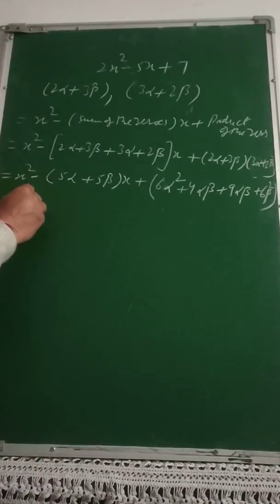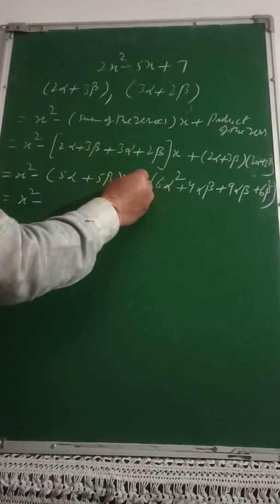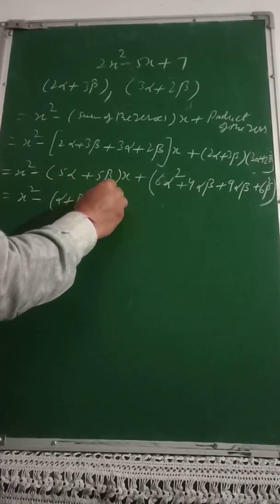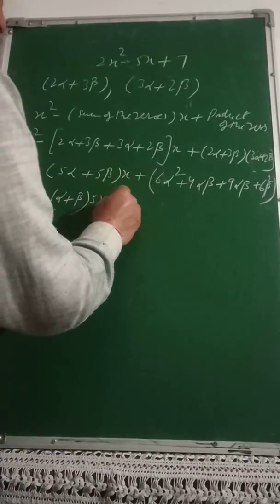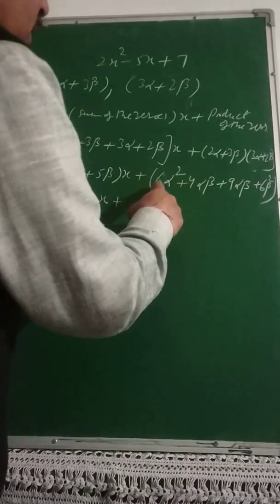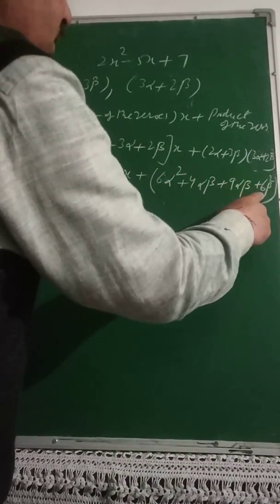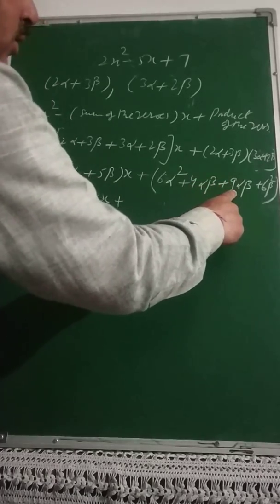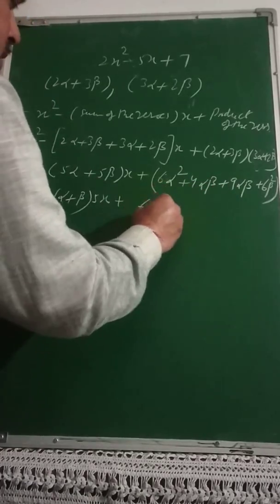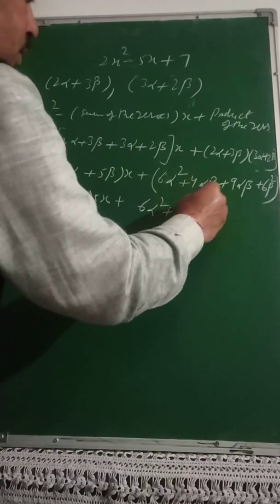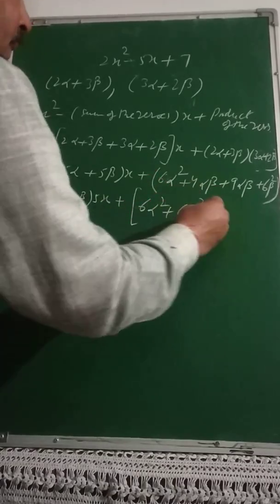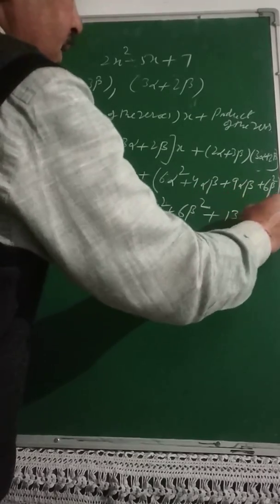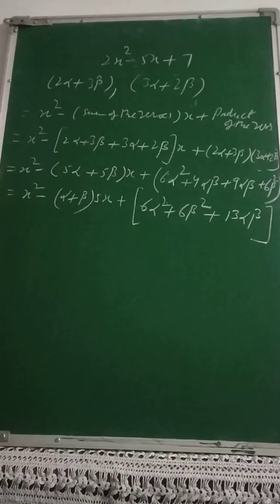So here it is x square minus 5 I can take out, so alpha plus beta into 5x. Here it is plus 6 alpha square plus 6 beta square plus 4 plus 9 is 13 alpha beta. So 6 alpha square plus 6 beta square and plus 4 and 9 is 13 alpha beta. I hope you are getting me.